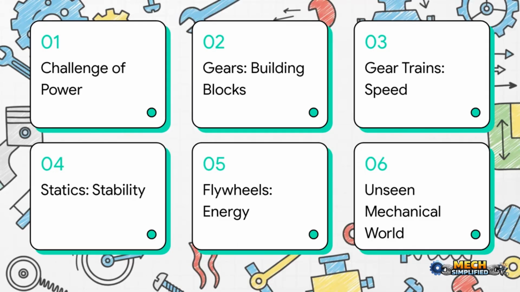All right, so here's our game plan. We're going to start with the big challenge. How do you even control power? Then, we'll dive into the building blocks, gears, and see what happens when you put them together in gear trains. After that, we'll switch gears, no pun intended, to statics, the science of making sure things don't break. We'll look at flywheels, which are all about smoothing things out, and finally, we'll put it all together to see this unseen mechanical world that's all around us.